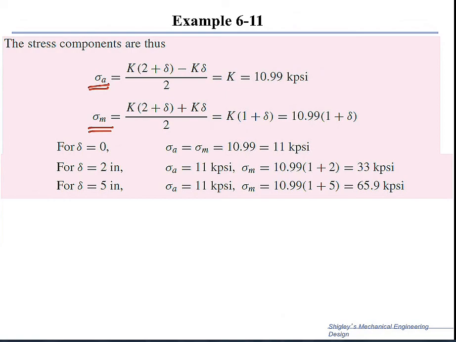We only leave delta in parametric form because delta is the offset. So we have 0 offset, 2 inch offset, and 5 inch offset, and that gives us the alternating stress under these three conditions. The alternating stress is constant at 11 ksi, but the mean will change as the initial delta changes.